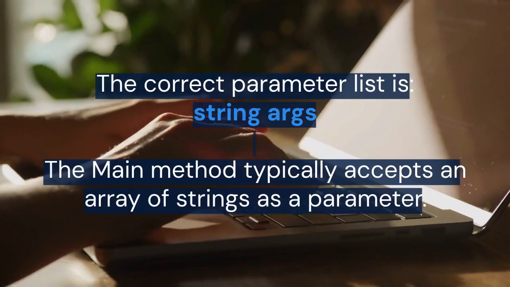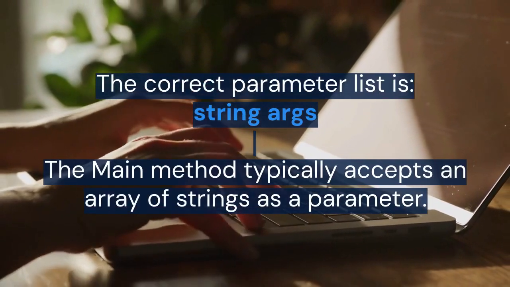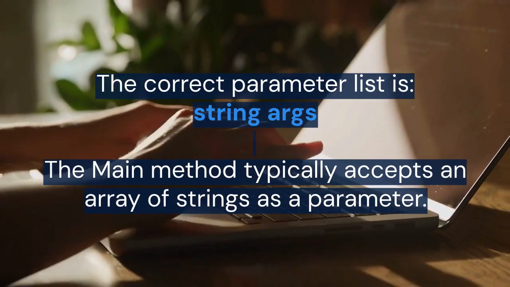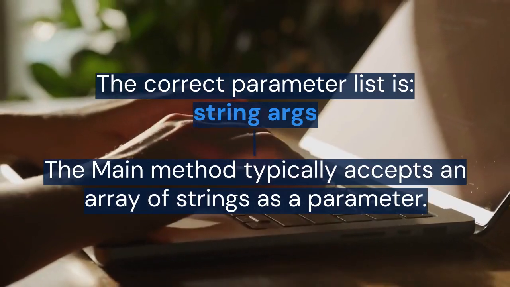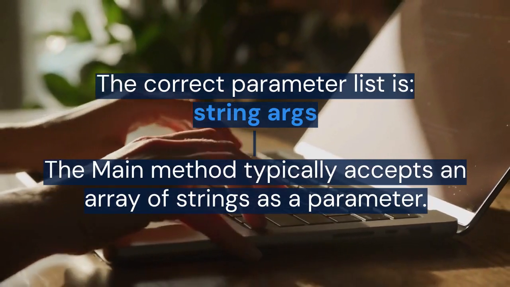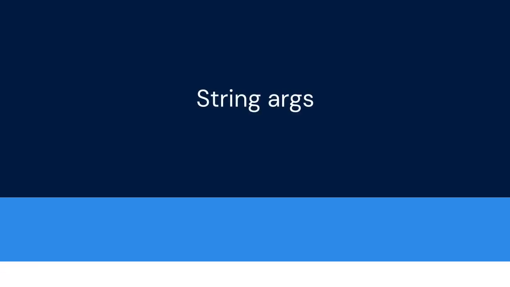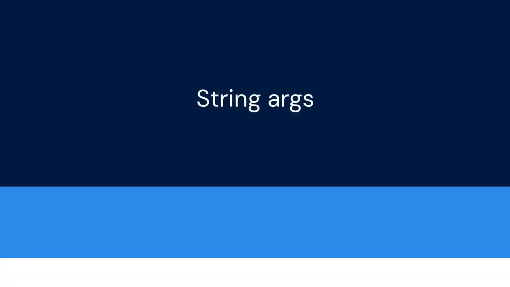The parameter list is also important. The main method typically accepts an array of strings as a parameter. This array is named args. It's used to pass command line arguments to your program. The correct parameter list is string[] args.